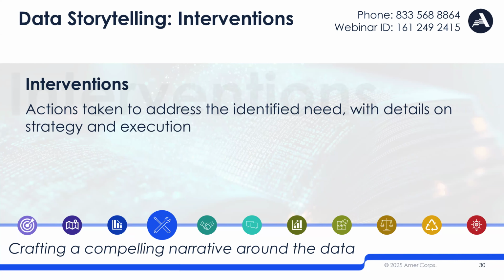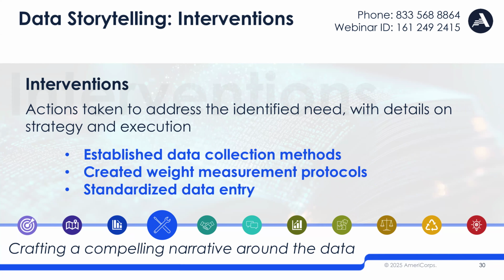Interventions are the actions we take to address the identified need. So what did we do? We built a simple and effective system to track three key things: who we're helping, how much food we're distributing, and where it's going. Think of it like creating a clear roadmap for the food bank's journey.